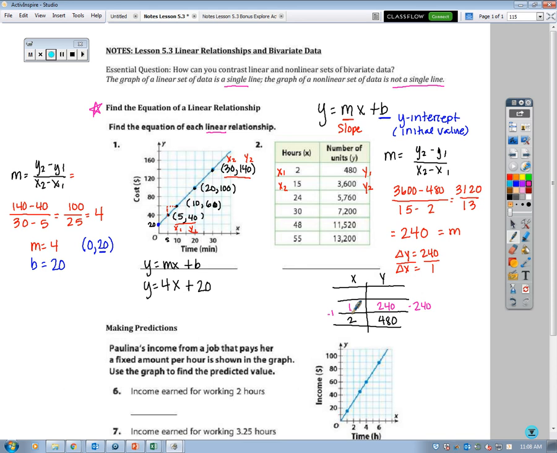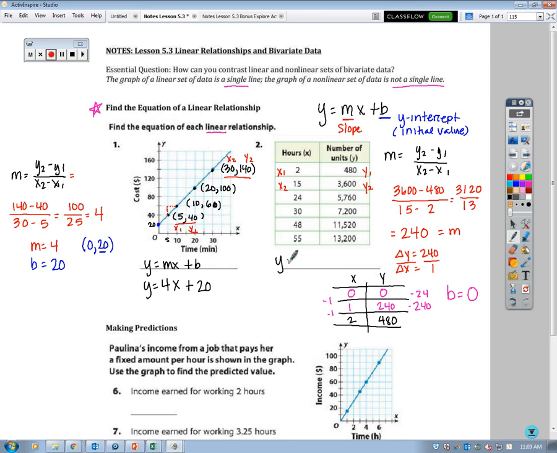Okay, we're almost to 0. So minus 1 again, that gives me 0. Minus 240 again, that gives me 0 here. So I have got a 0, 0 pair for my y-intercept, which means that my line goes through the origin and I don't have a b value. My b value is 0, so b equals 0.